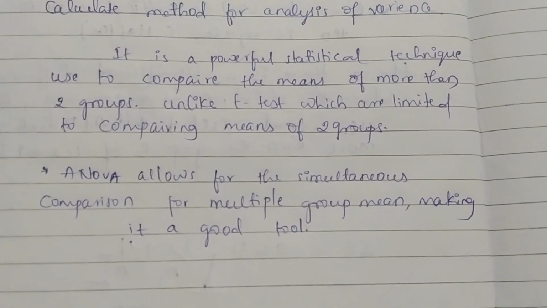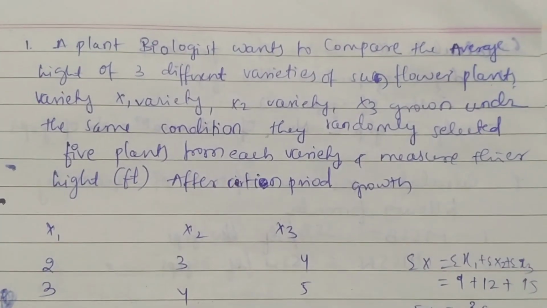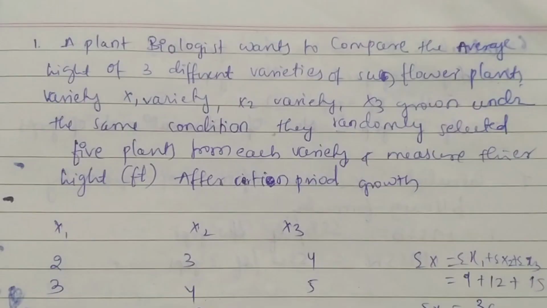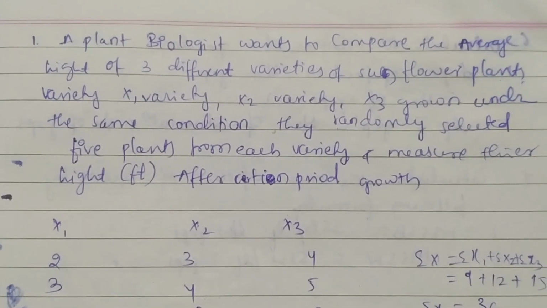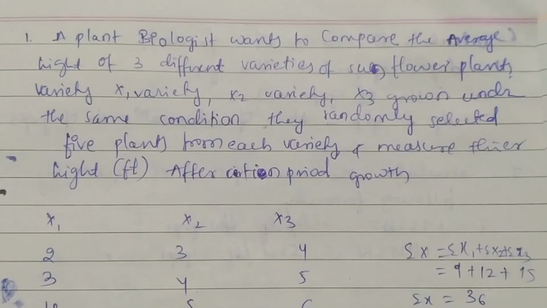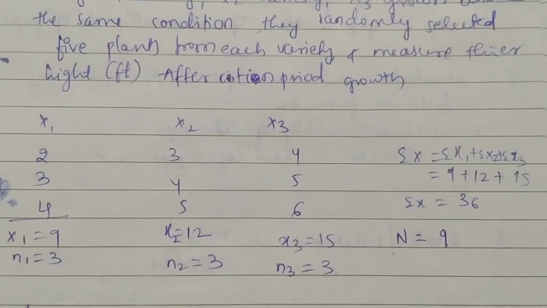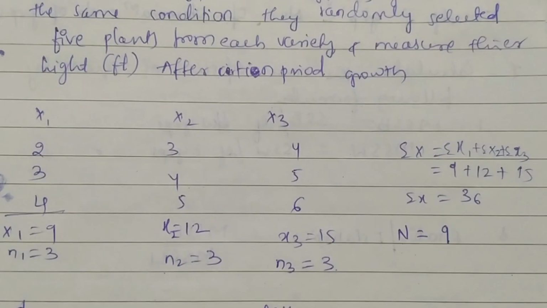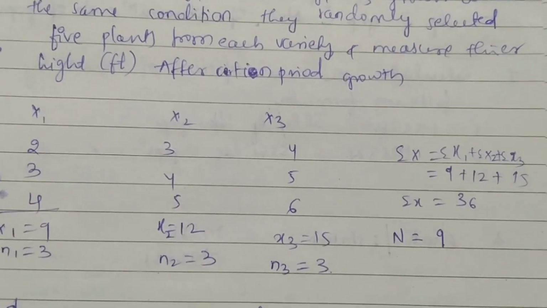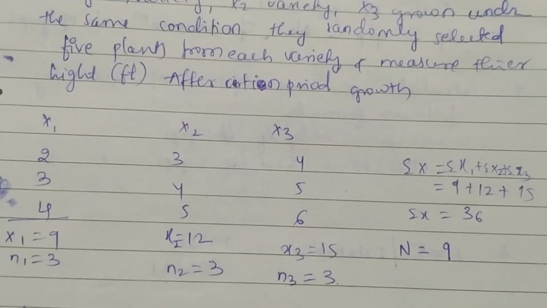We'll discuss ANOVA with an example now. A plant biologist wants to compare the average height of three different varieties of sunflower plants, variety X1, variety X2, variety X3, grown under the same condition. They randomly select 5 plants from each variety and measure their height after a certain period of growth. So here we have X1, X2 and X3. In X1 variety we have 3 plants, in X2 variety 3 plants, and in X3 variety 3 plants. We'll discuss this calculation step by step.